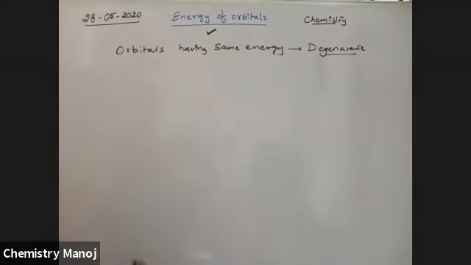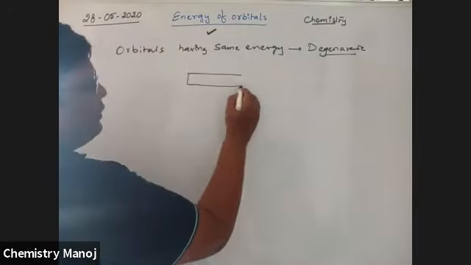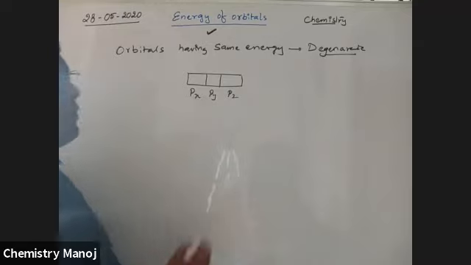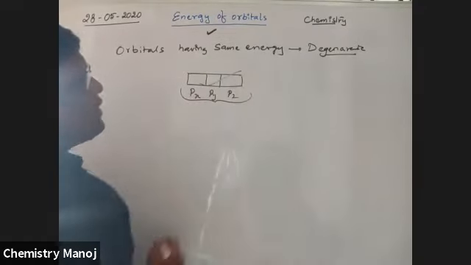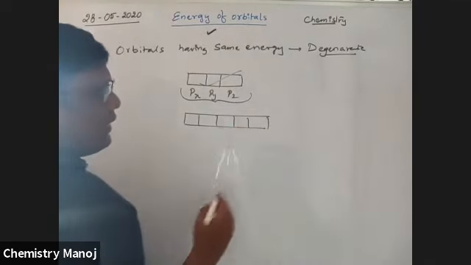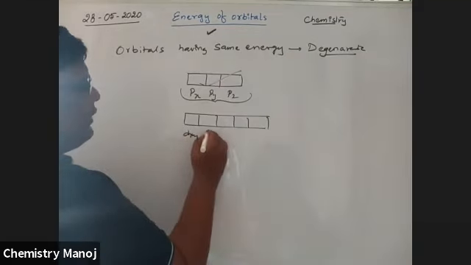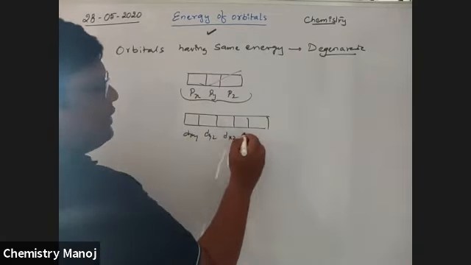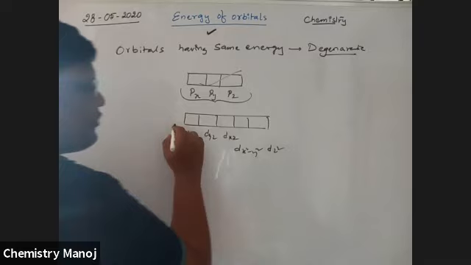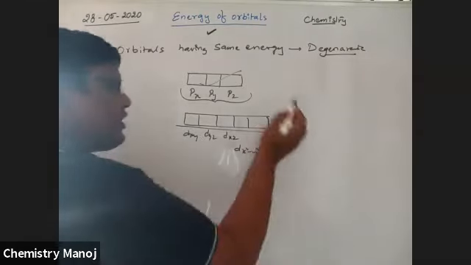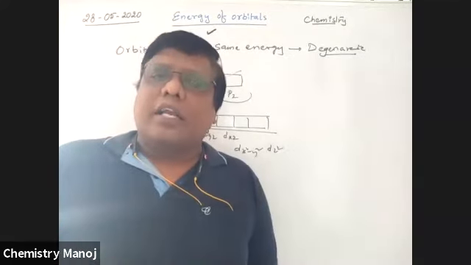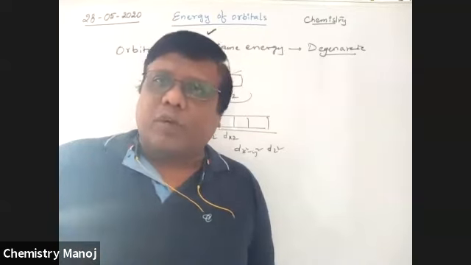Let us take p orbitals. In the p sub-energy level, there are px, py and pz orbitals. All these three have the same energy. These are degenerate orbitals. In d orbitals, there exist 5 orbitals: dxy, dyz, dxz, dx square minus y square, and dz square. All these 5 have the same energy. They are degenerate. Two or more orbitals having the same energy are collectively called degenerate orbitals. This is a very important point.